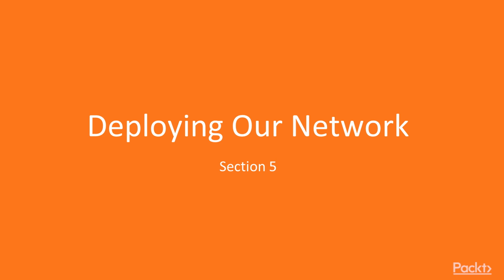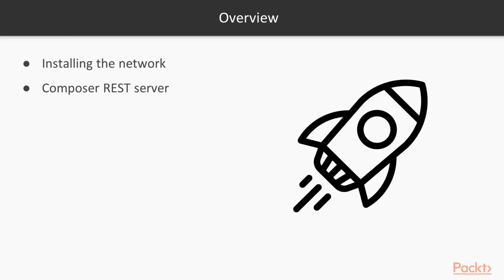Welcome to the section on deploying a blockchain network. We will demonstrate how to deploy to Hyperledger Fabric the simple land registration network we built using Hyperledger Composer. We will start by installing our Composer business network onto our Hyperledger Fabric blockchain network. Then we will take a look at the Composer REST server and its uses.